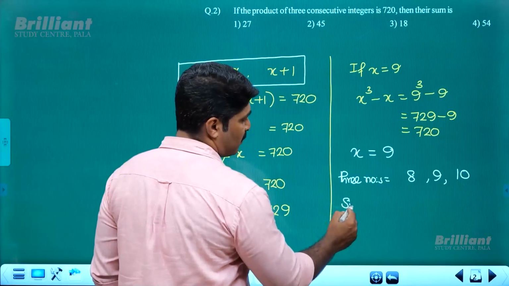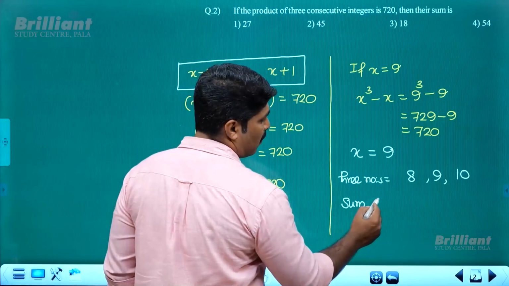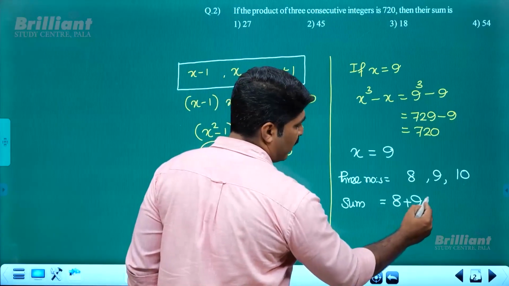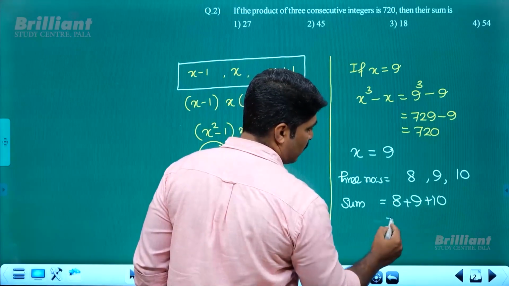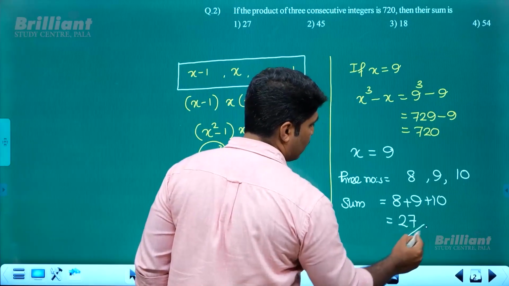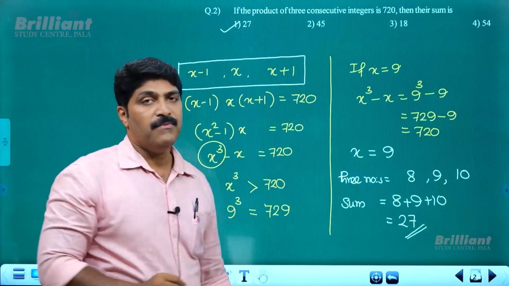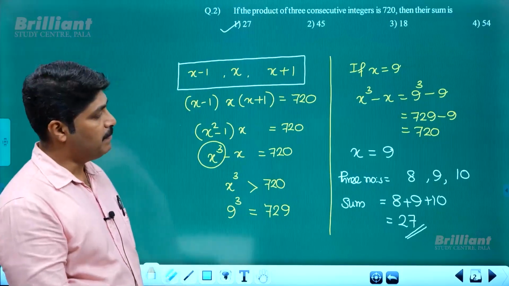The sum of these numbers, that is the sum of 8, 9 and 10, is equal to 27. So here the answer is option 1. This is a way to reach the conclusion for such a number.